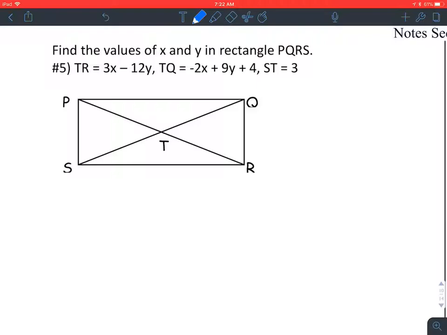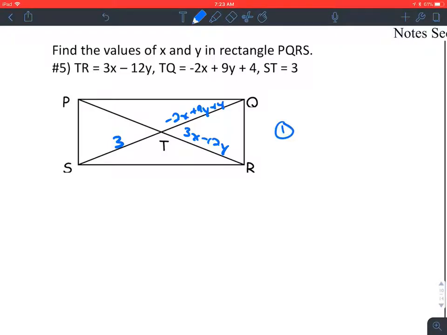Number 5, find the values of x and y in the rectangle. So if we know it's a rectangle, there's lots of things we can mark in this. I'm going to hold off marking lots of things because the picture will be consumed with marks. I'm just going to try to put in relevant information. TR is 3x minus 12y. TQ is negative 2x plus 9y plus 4. ST is 3.